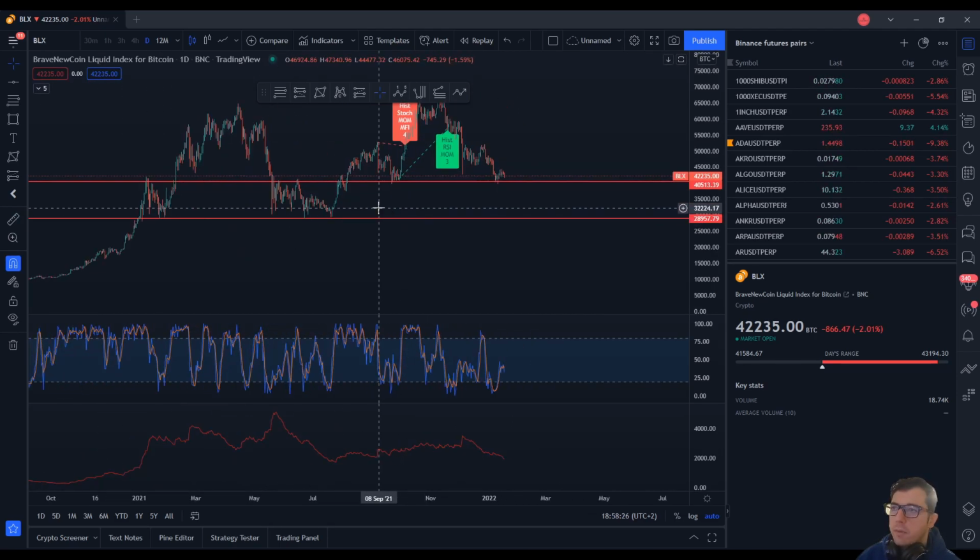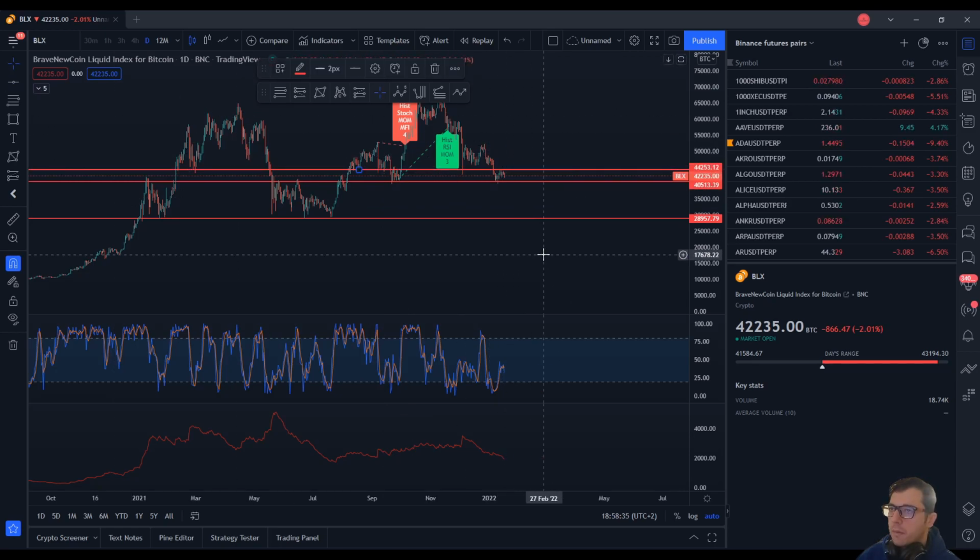And that's how I see Bitcoin. Not very bullish or bearish, just sitting on the sidelines waiting for some bullish market structure to be formed.